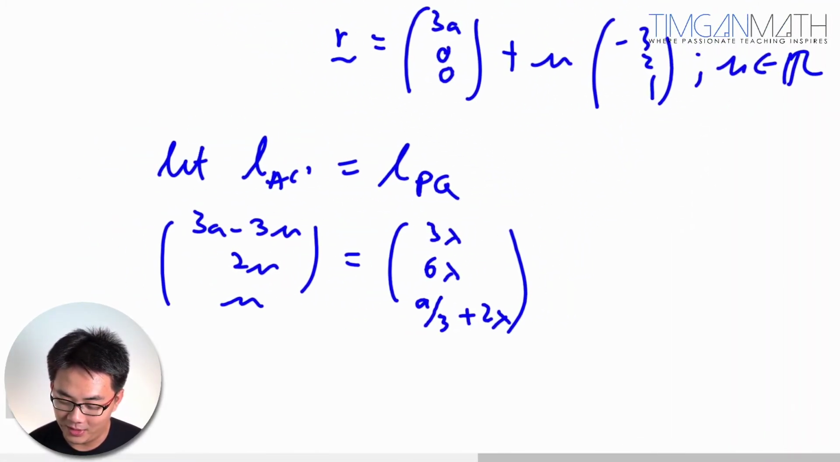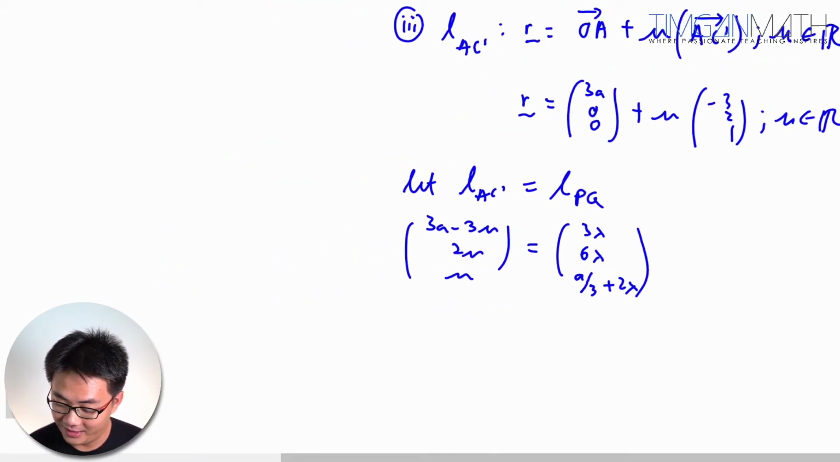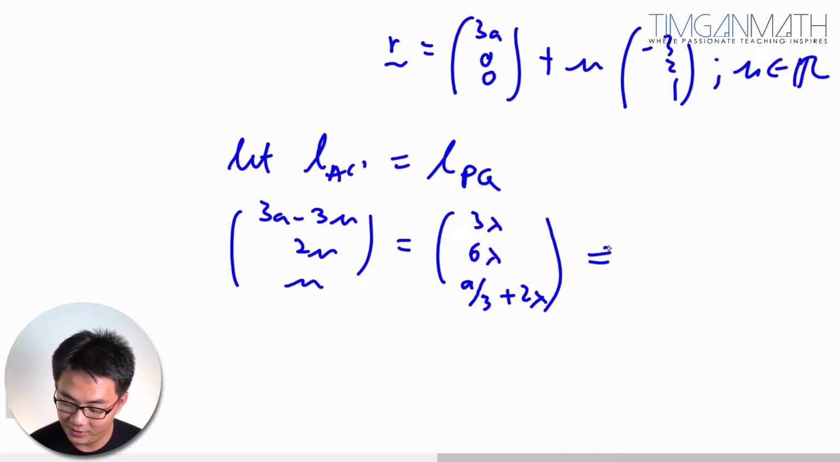I'm not sure what I'm doing. Okay, anyway, I'm just going to solve it, I guess. Let me see first. Lambda equals 2. So from here we know that mu equals 3 lambda. So I'm just going to substitute both into the third one.